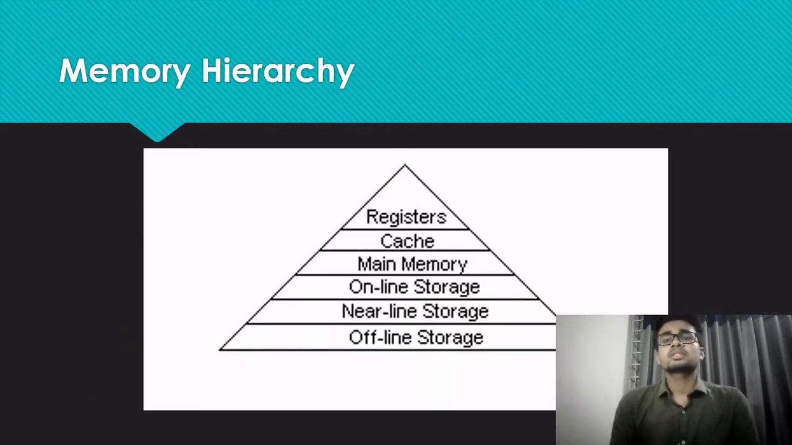Okay, here we can see the memory hierarchy. At first, we can see registers, then the cache, main memory, online storage, nearline storage, and offline storage.